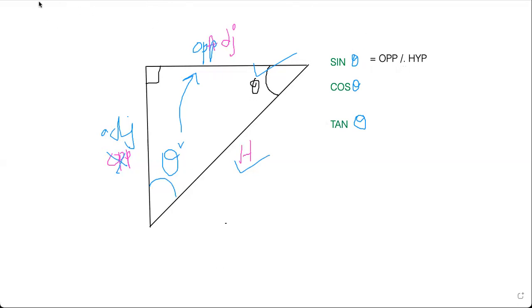Opposite over hypotenuse. The other one is cos theta. Cos theta is equal to adjacent divided by hypotenuse. This is the formula of cos theta. The formula of tan theta is equal to opposite divided by adjacent. These are the formulas for these trigonometric ratios, or these are called trigonometric ratios.